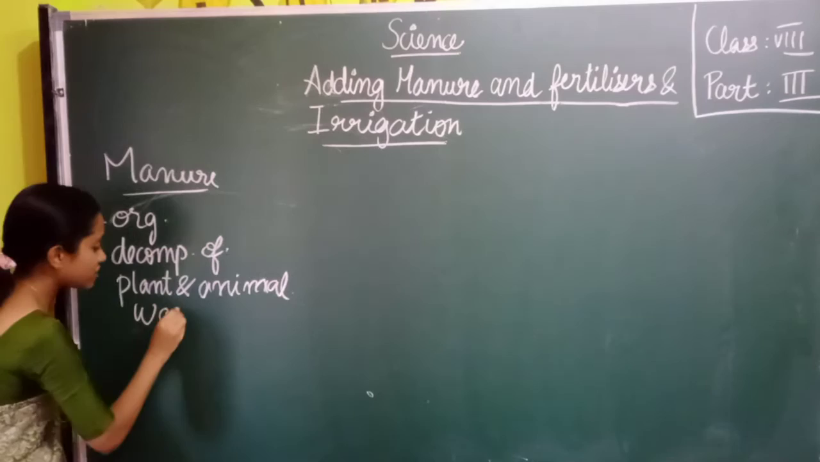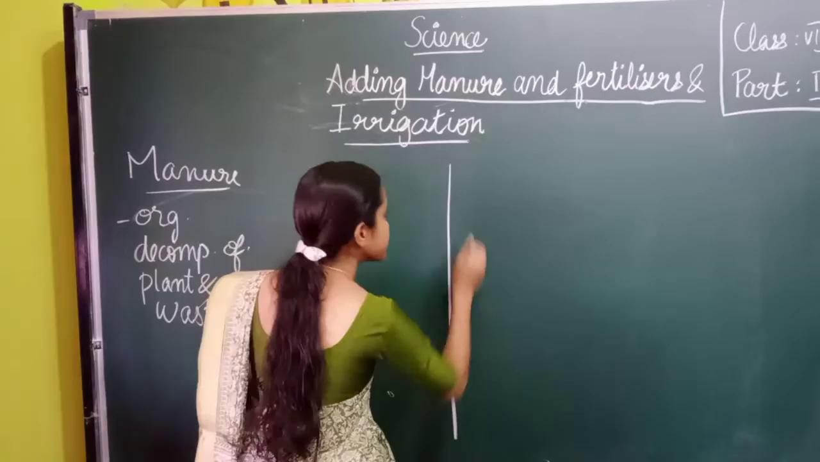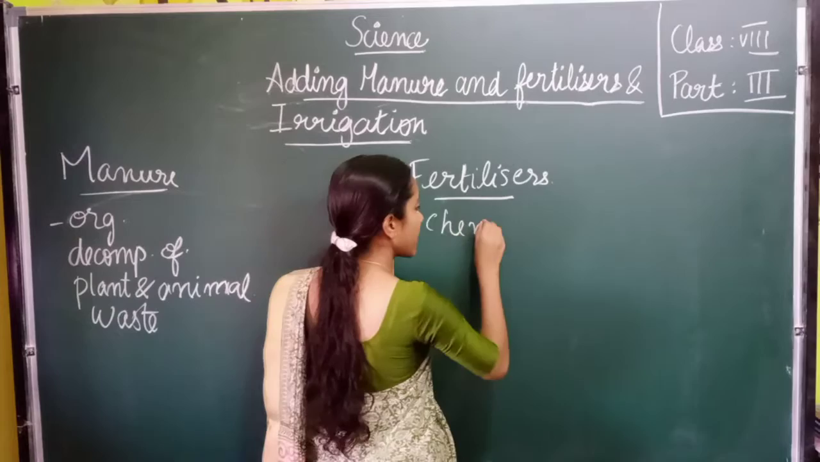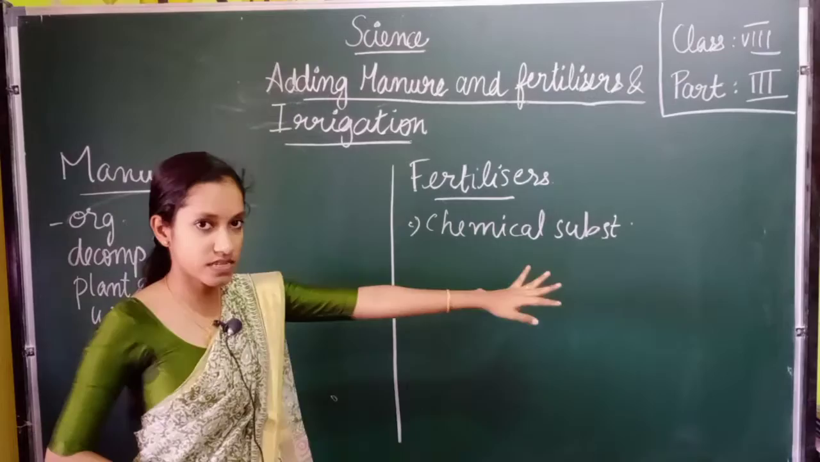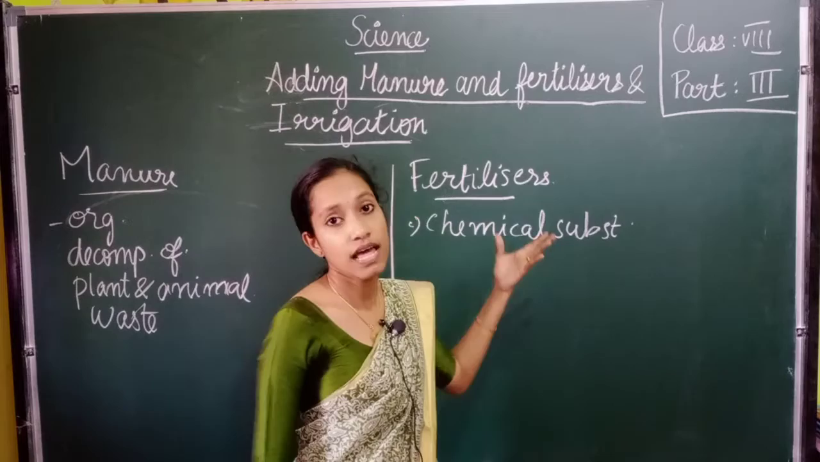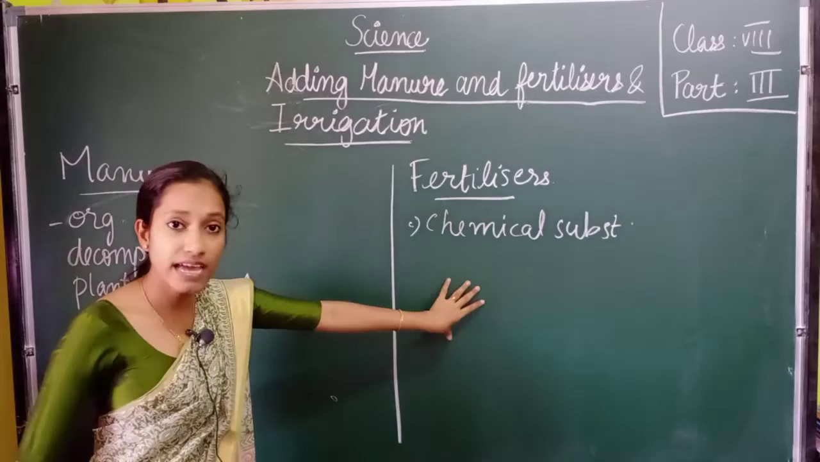Then we look, what were fertilizers? Do you remember? They were chemical substances only. They are rich only in a single or particular type of nutrient. So examples you saw, what were they? Urea, NPK, potash, these were all examples of fertilizers. So these are chemicals and manures are of natural origin.